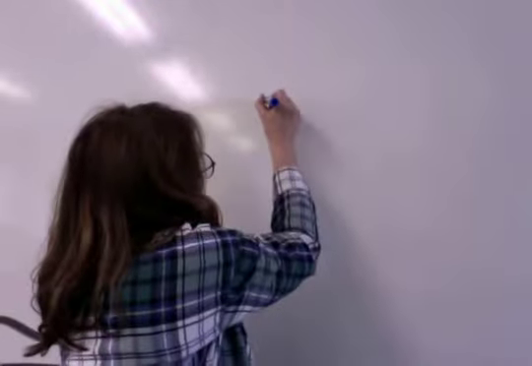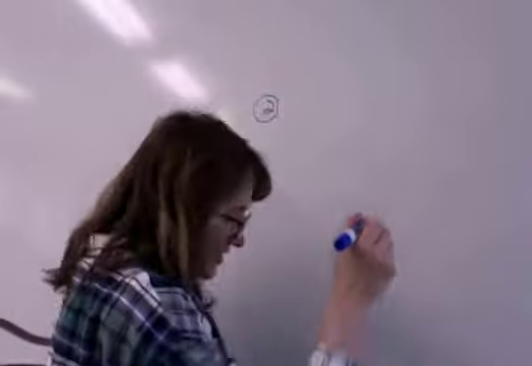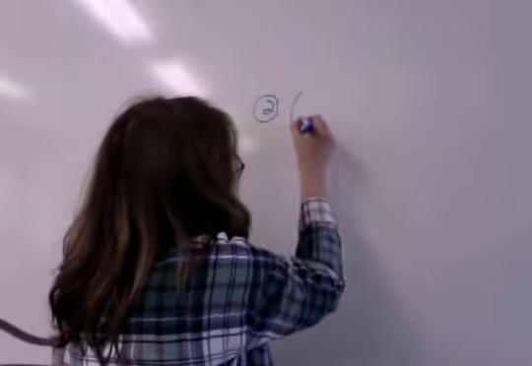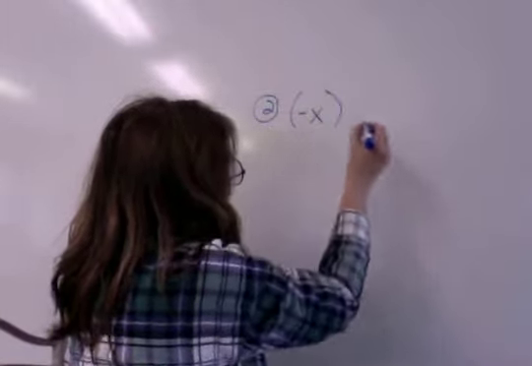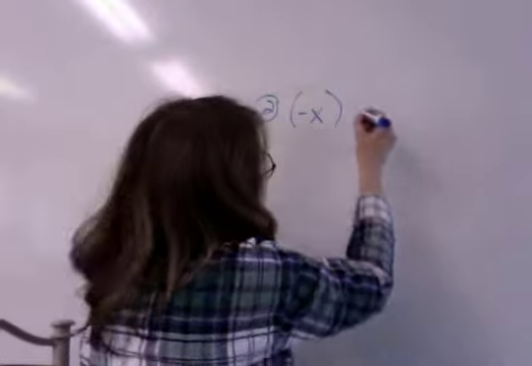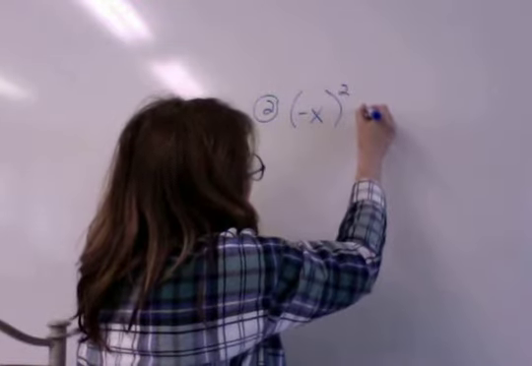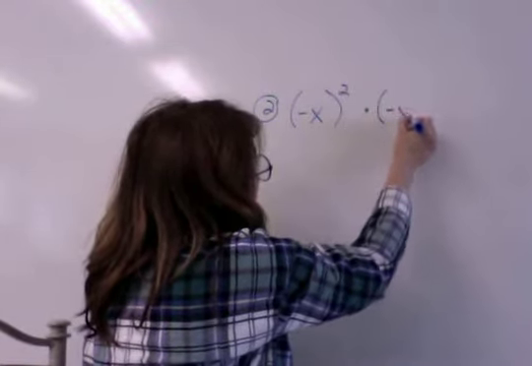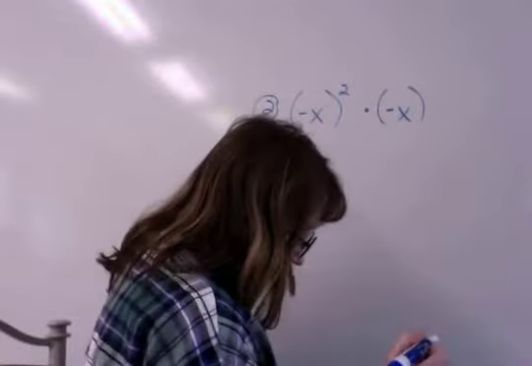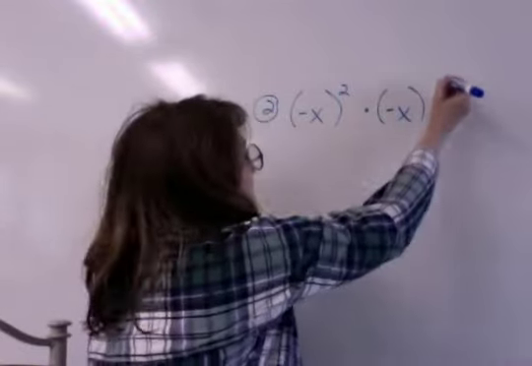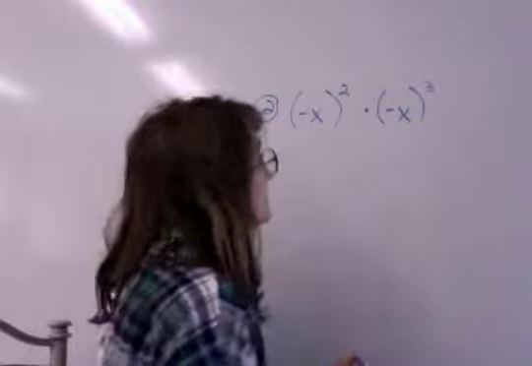Some of you liked this, some of you didn't. Then we had one that looked like this. So we had a negative x, and then that one was being squared. Then we had another negative x, and that one was going to end up being cubed.